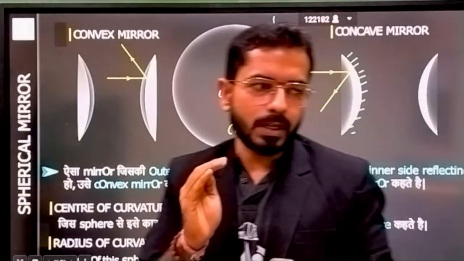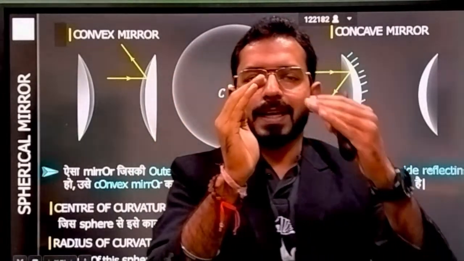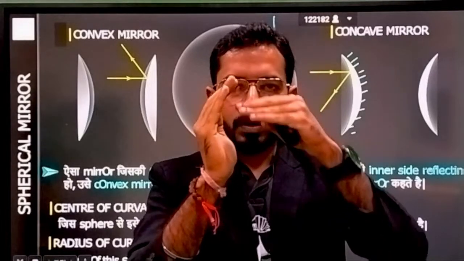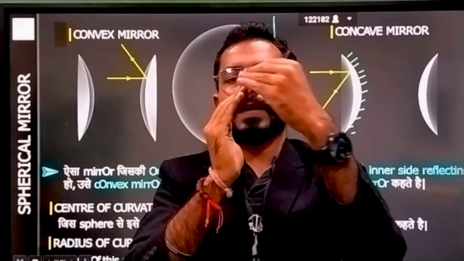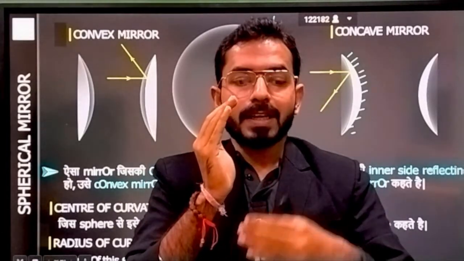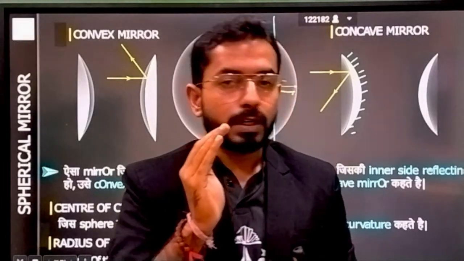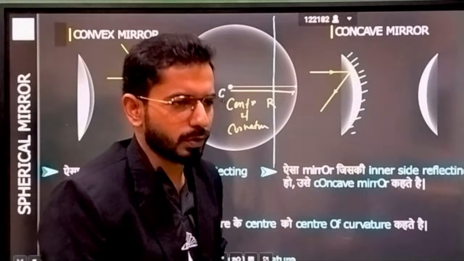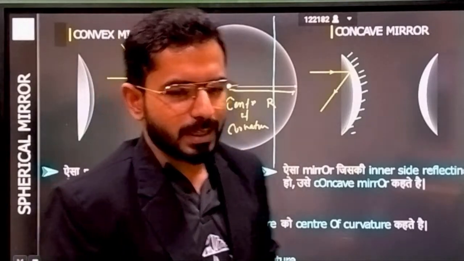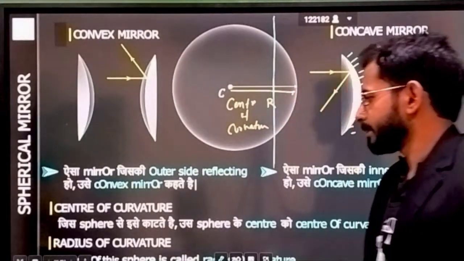If your reflecting side is the inside portion, that means you have polished the outside portion, and this kind of mirror is called a concave mirror. And if this side is polished and the reflecting side is this one, then it is called a convex mirror. This is a very basic difference that should be clear to you, because you have studied it from the basic classes. It's not something new.